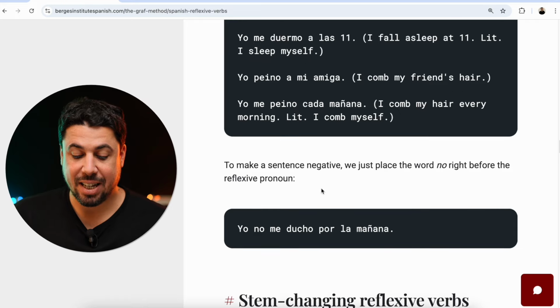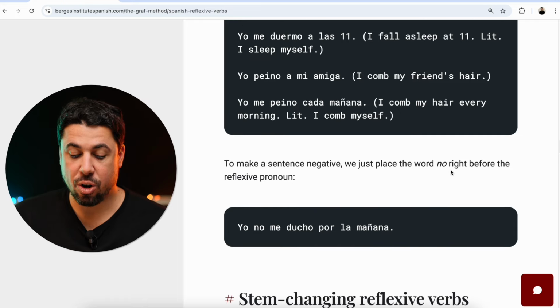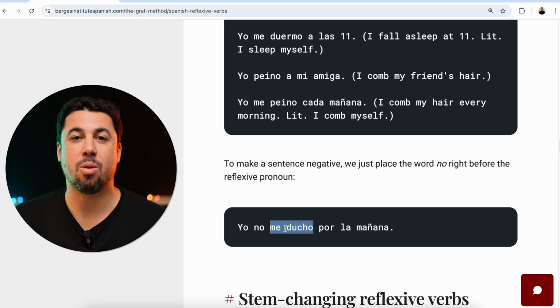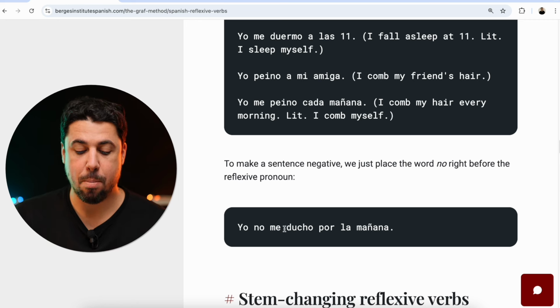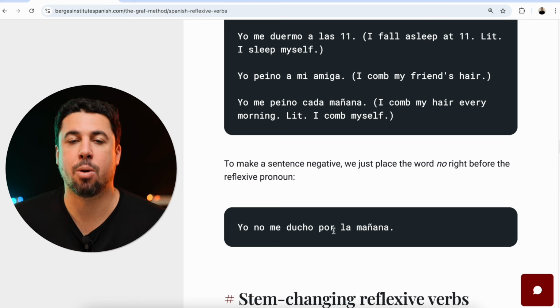So to make a sentence negative, we just place the word no right before the reflexive pronoun. And this is important. We can't have anything between the reflexive pronoun and the verb. They have to go together. So yo no me ducho por la mañana. I don't shower in the morning.